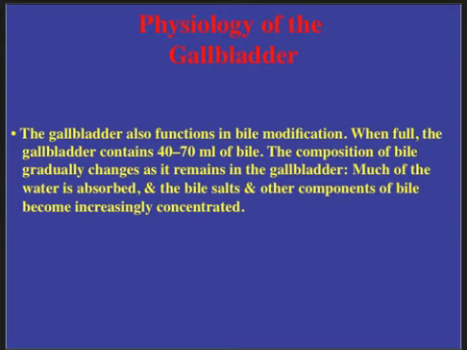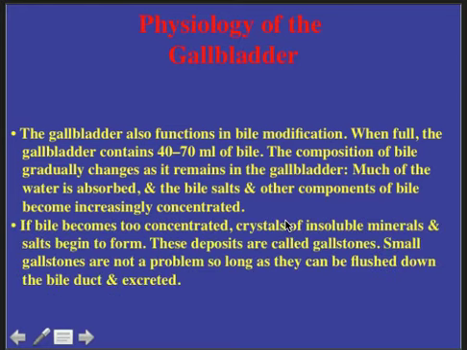The exterior of that bubble is made up of the polar component of the bile salts, while the long fatty acid tails of the bile salts interact with the grease, and that's what allows the production of these emulsified surfaces. The composition of the bile changes while it sits in the gallbladder. Much of the water is reabsorbed, and the salts and other components of the bile get more and more concentrated. But if it gets too concentrated, crystals of insoluble material and salts form.